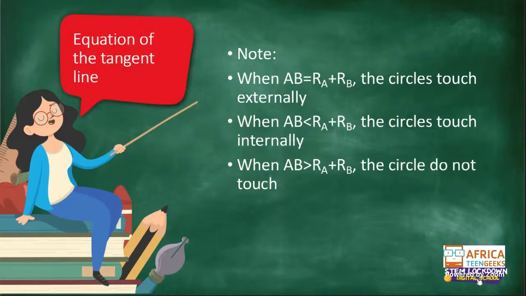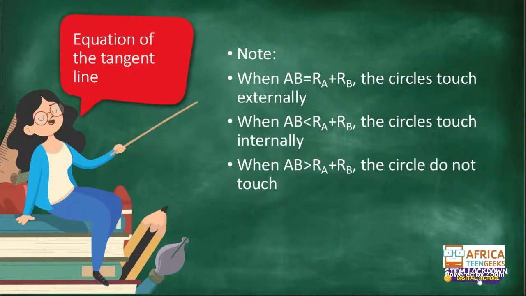But now, when the distance between the two centers is less than the sum of the two radii, you say that the circles touch internally. Now when the distance between the two centers is greater than the sum of the two radii, you're going to see that the circles do not touch.